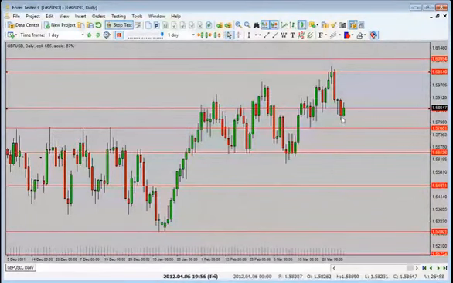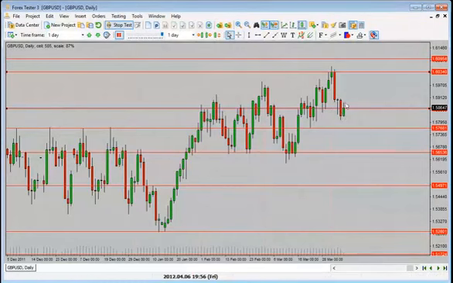Okay, so we have a pullback. I was looking for a pullback into this pin, slightly larger. What are we expecting now? So does anything change in your analysis?